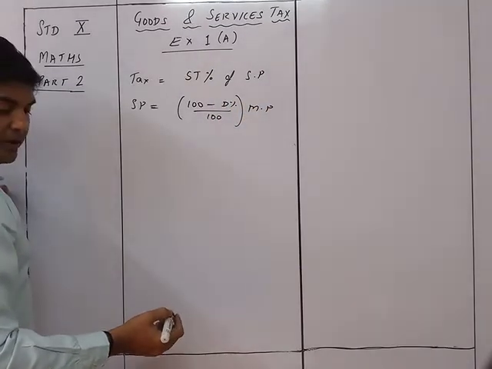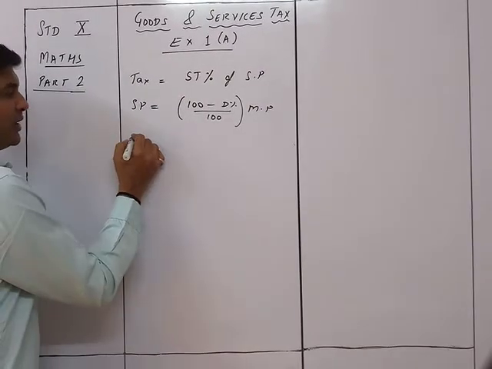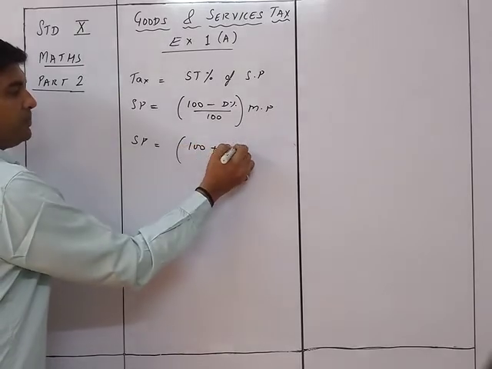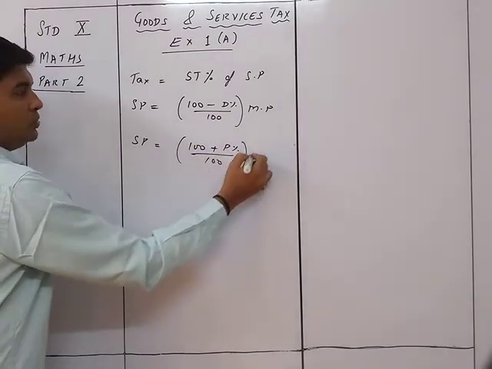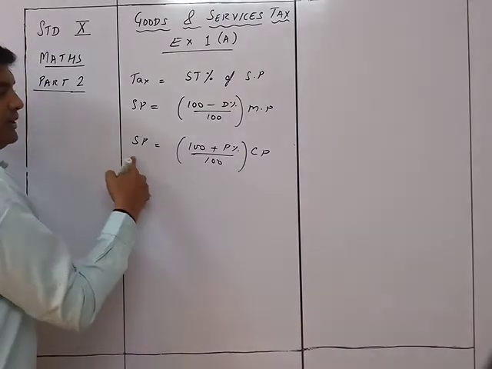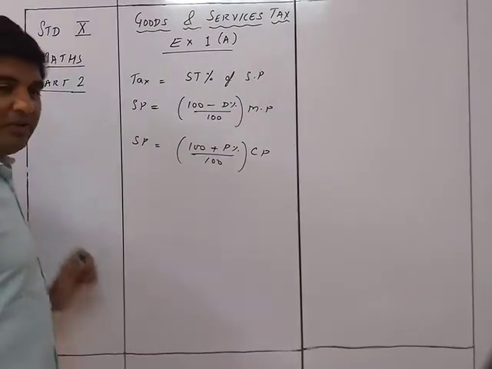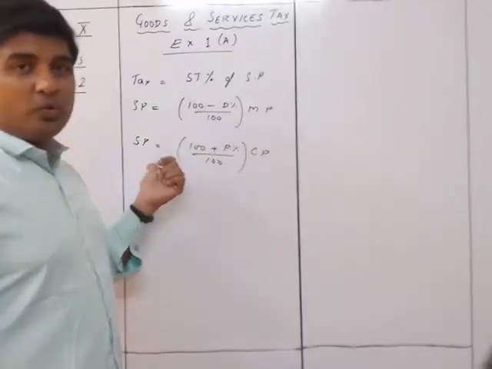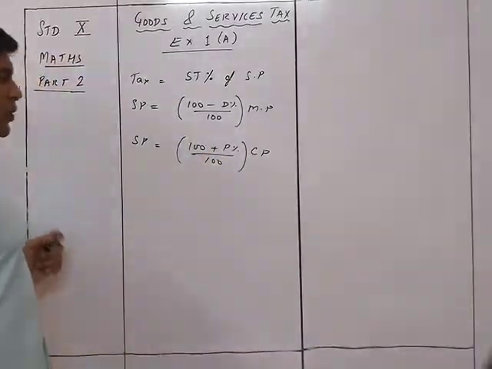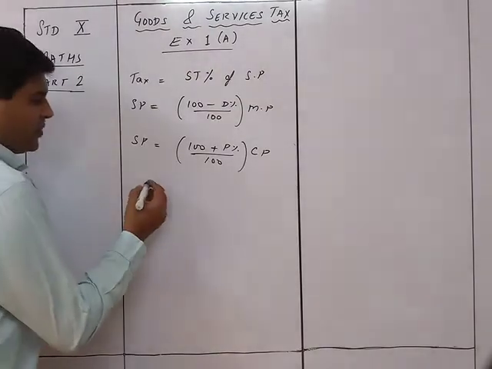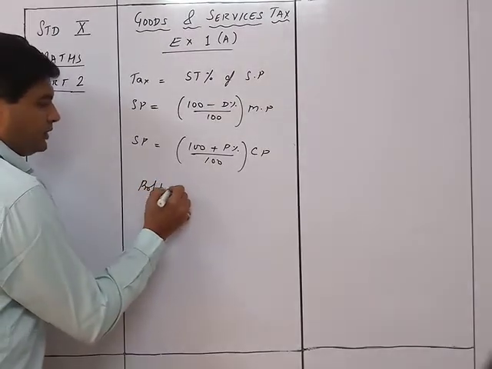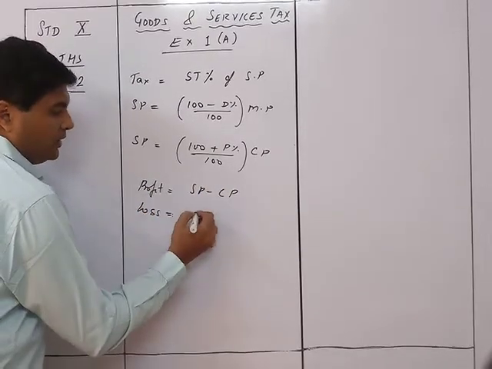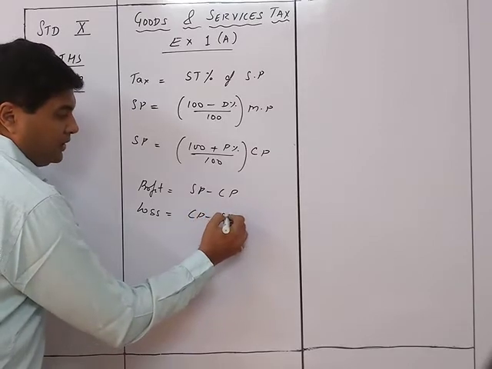And if you want to find out some profit, then we have one more formula: SP is equal to (100 plus profit percent)/100 into CP. So that will be the profit percent. If at all it's given that he wants to earn a profit of 20%, and you need to find out what selling price he's going to set, you may require this formula, and of course the standard formulas: profit is equal to SP minus CP, and loss is equal to CP minus SP.